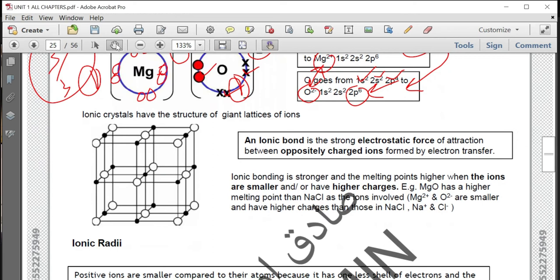Then the ionic crystals. Ionic substances are making mainly crystals, and these are giant lattices. This one is for sodium chloride, NaCl. Okay.